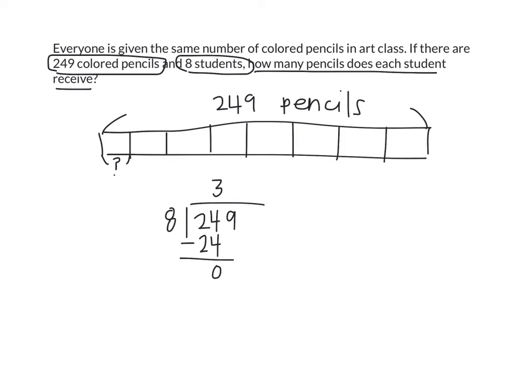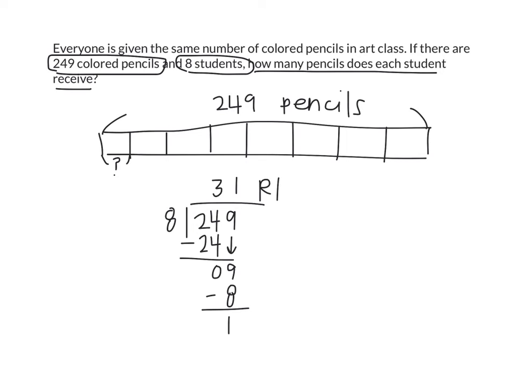Am I done? No, because I still have the ones. I have 9 divided by 8. What's 9 divided by 8? 1. How many ones did I use up? 8. So what's my remainder? 1. So my answer is 31, remainder 1.